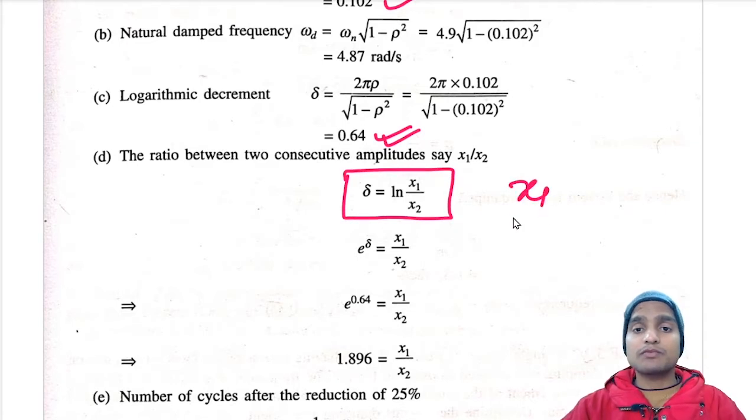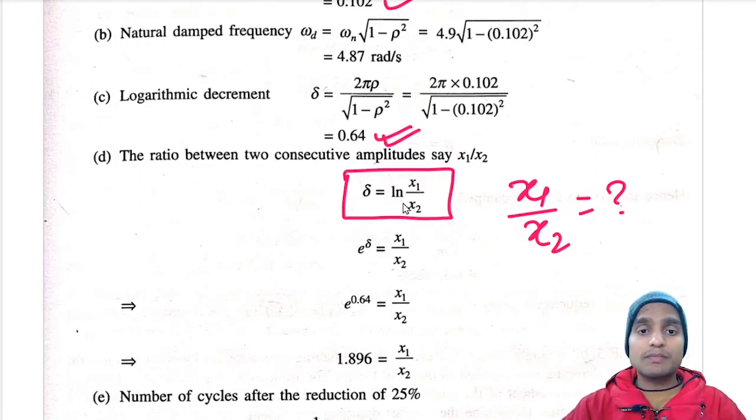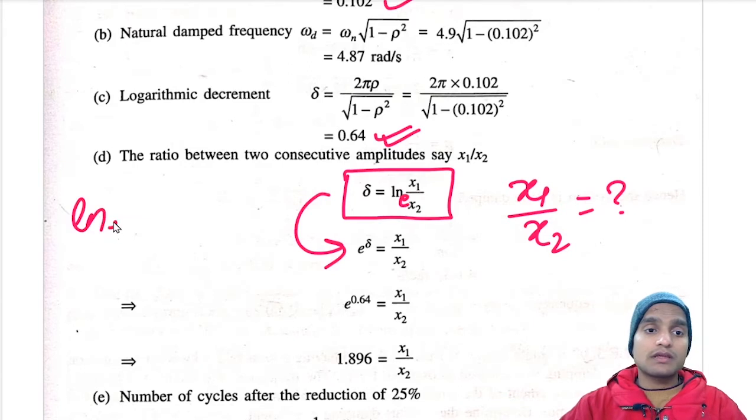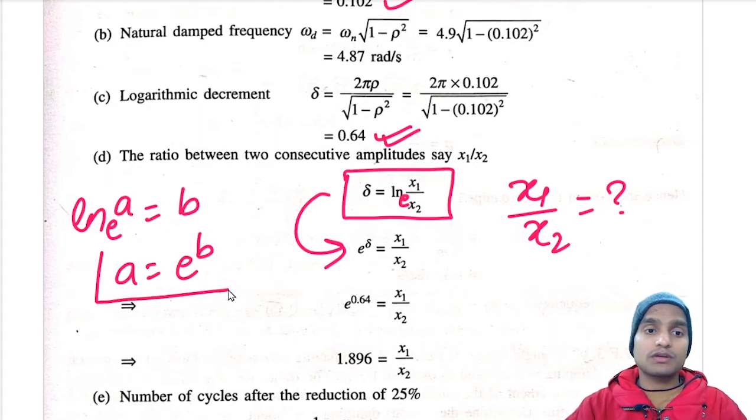Now basically we have to calculate the x1 by x2 value. So we can break this logarithm into this form. With this e, e to the power delta will be equal to x1 by x2. This is the formula. If ln a is equal to b, then a is equal to e to the power b. This is the formula in logarithms.